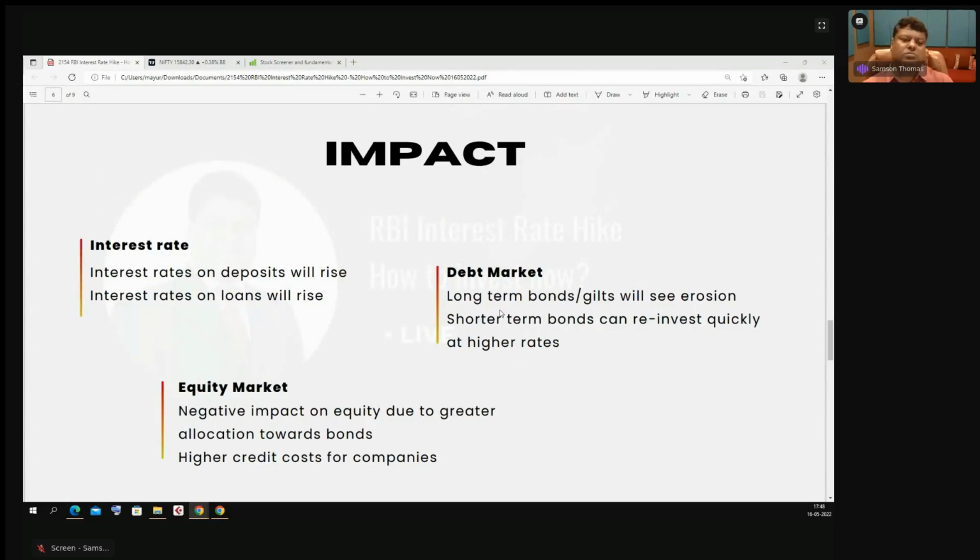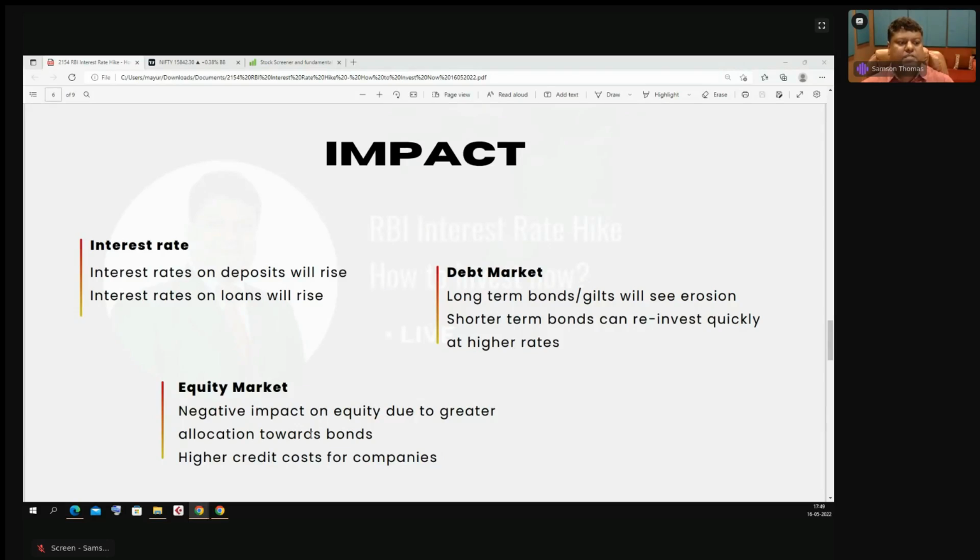Okay, short-term debt or short-term bonds, because short-term bonds can reinvest quickly at the higher rates. So if you're investing in mutual funds, then you are investing in short-term bonds, ultra short-term bonds, money market funds, and so on. So those are for less than 1 year to 2 year period, right? And they can reinvest quickly, so they reinvest at a higher rate. So that is the best scenario right now, but not in long-term bonds. Don't put money in long-term bonds or gilts, because they will see erosion, because we are expecting at least one more rate hike.